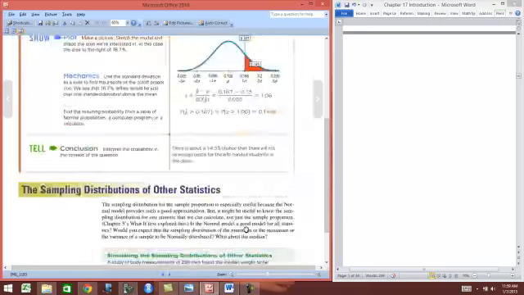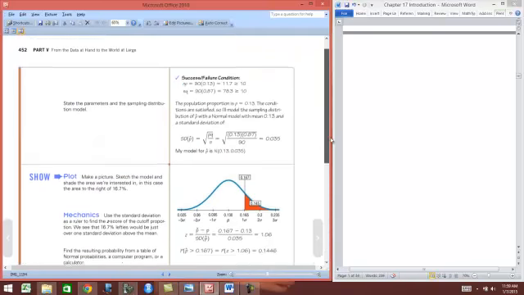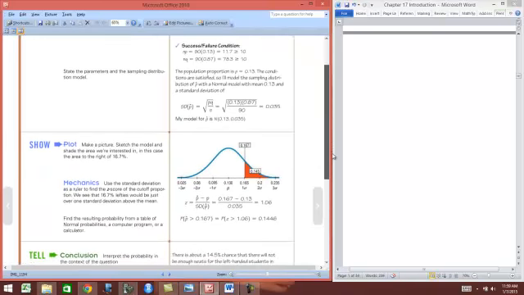Now, over to the next page. You're still continuing with the preconditions, success and failure, and you're showing the math. Now we're going to get into stating the parameters, the sampling distribution model. p is 0.13. Conditions are satisfied. Model the sampling distribution of p-hat with a model centered at 0.13. Remember, the standard deviation of p-hat is the square root of pq over n. So we got 0.035.